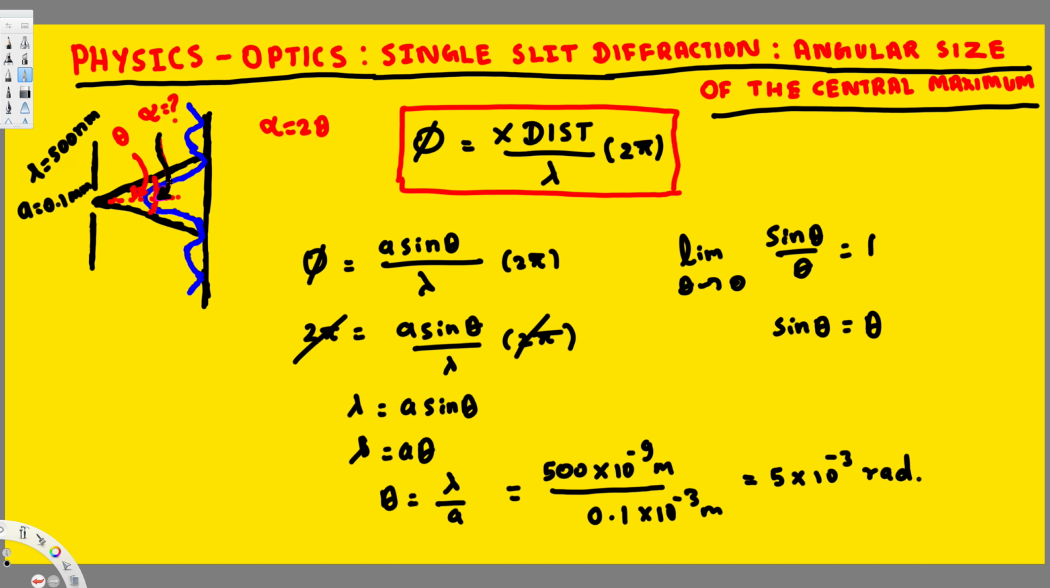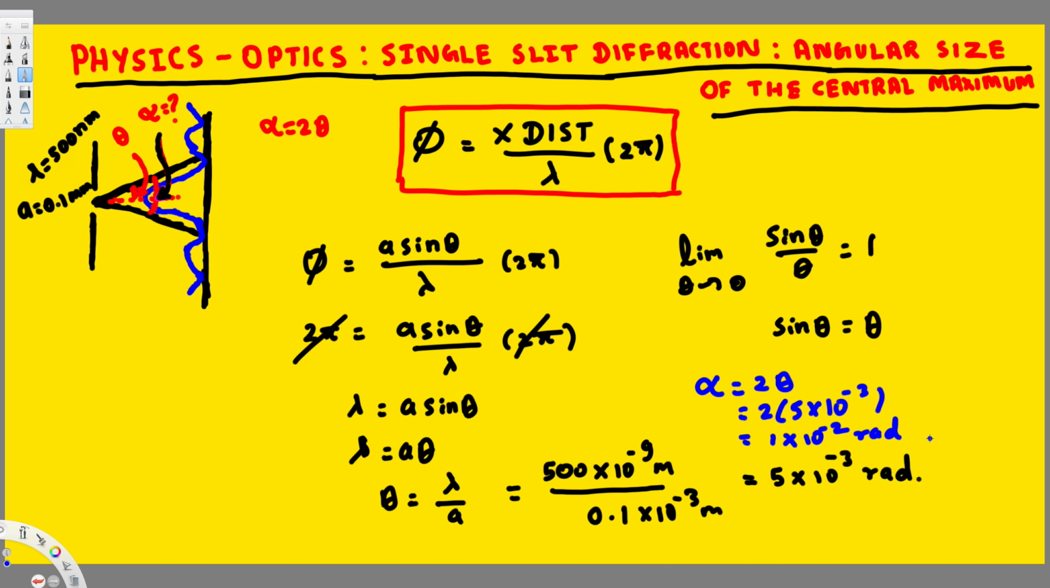So now we have this one in radians, and we know that we are trying to find alpha, the width of this central maxima, that is 2 theta, right? This is theta, but alpha is 2 theta. So here we have theta value. To find alpha, we have to multiply this one by 2. So this will be 2 theta, that is equal to 2 times 5 times 10 to the power minus 3. And if you calculate this one, you will end up with 1 times 10 to the power minus 2, and that is in radians.